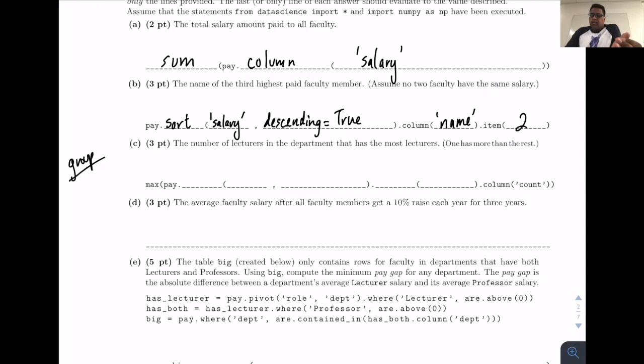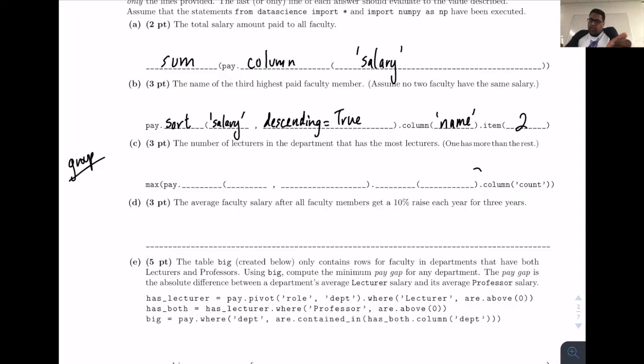And what exactly are we grouping, right? We want to find the number of lecturers in each department. And once we have some sort of representation of the number of lecturers in each department, well, we can just take the max of that, right? Which is already being told to us here. We're going to be taking the max of some column count, and that will tell us the number of lecturers in the department that has the most lecturers. So we already know that we're going to be taking the max of something. We're going to be taking a column count.